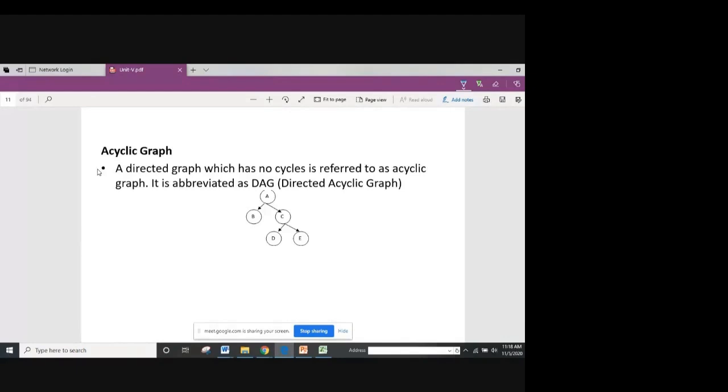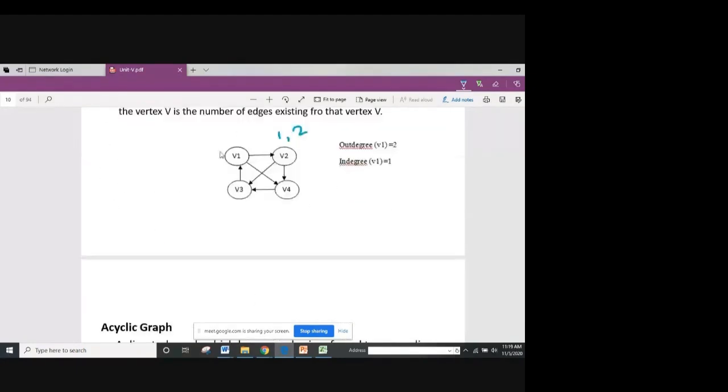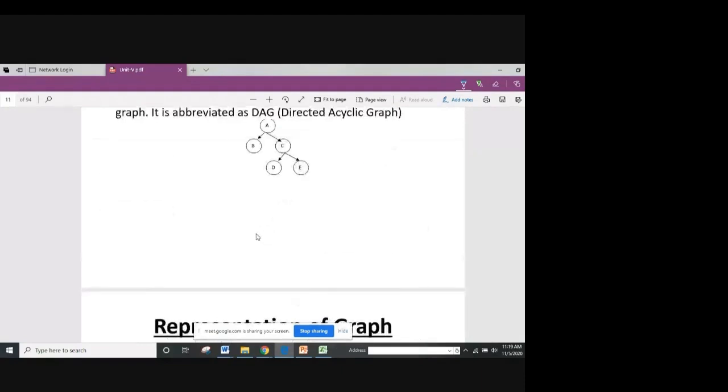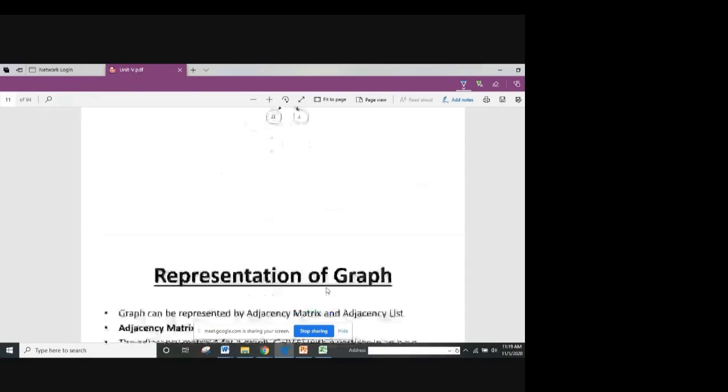Then the acyclic graph. Here we saw a cyclic graph where it has connections between one another. But an acyclic graph is abbreviated as DAG, directed acyclic graph. It will not have a cycle. It will be similar to a tree. This is also called a graph, and there is no cycle. A, B, C, simply it looks like a tree itself. This is also a graph, but it is called a DAG, because it is a directed graph, so it is called a directed acyclic graph.